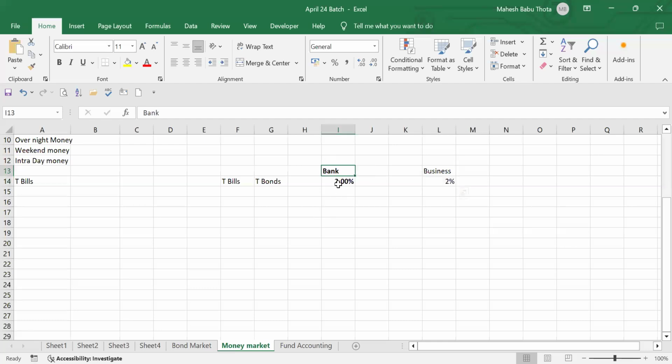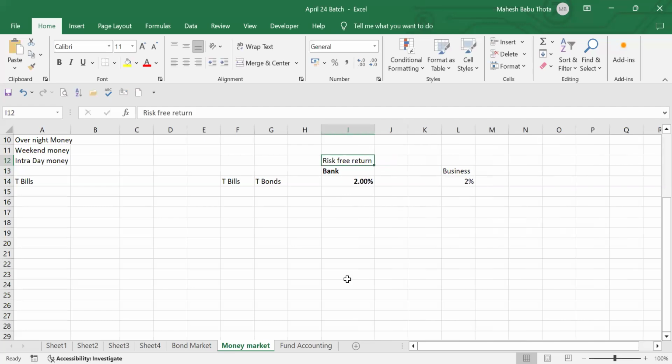So bank is a riskless rate. So can I call it a risk-free return? Risk-free return means there is no risk at all. Without risk, I am able to generate a 2% interest. Now tell me, if you want to take a business, how much interest will you expect? 2% or more than 2%? More than 2%, because there is risk.